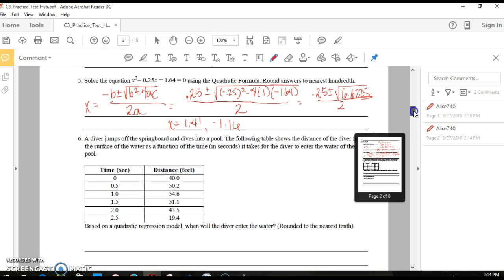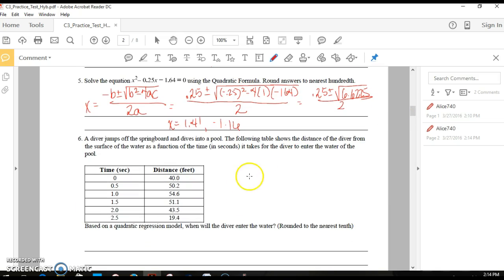A diver jumps off a springboard, dives into a pool, and the graph shows the distance of the diver from the surface of the water. So time equals 0. It starts up at the top, 40 feet. As time goes on, you obviously are going to get closer and closer to the water. Based on the quadratic regression model, when are we going to enter the water? So when is the distance between you and the water 0?